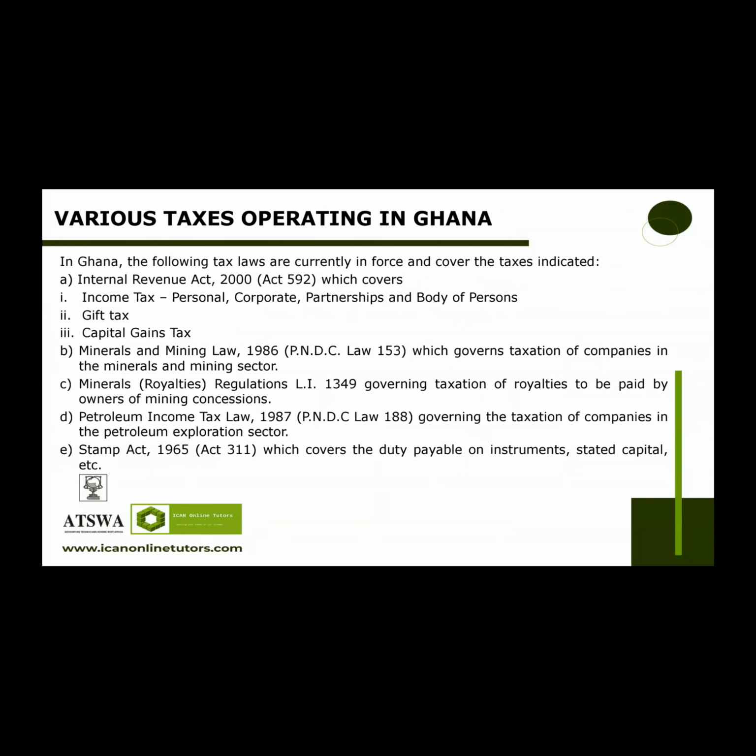In Ghana, the following tax laws are currently in force and cover the taxes indicated: A. Internal Revenue Act 2000, Act 592, which covers income tax, gift tax, and capital gains tax. Under the income tax, we have the personal, corporate, partnership, and body of persons. And B, Minerals and Mining Law of 1986, PNDC Law 153, which governs taxation of companies in the minerals and mining sector.